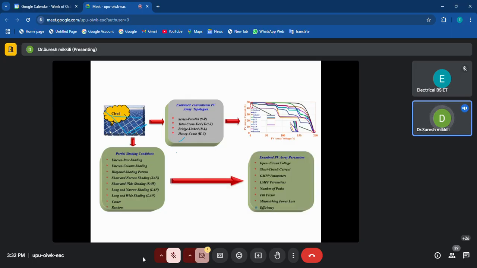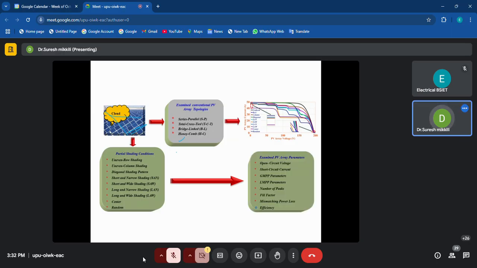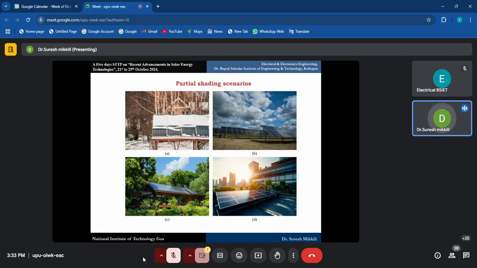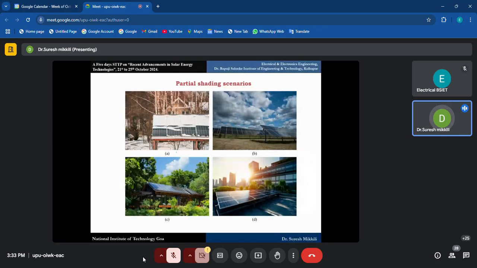When the simulation is done, you get IV and PV characteristics for different shading conditions. During that period, what is the open circuit voltage? Different parameters can be examined. Finally you are going to calculate the efficiency of the system, and the mismatching power loss and fill factor will be solved. This is the main motto of the next 2 days. So first, let me give you the different shading conditions and how they happen. After that I will go to the configurations.